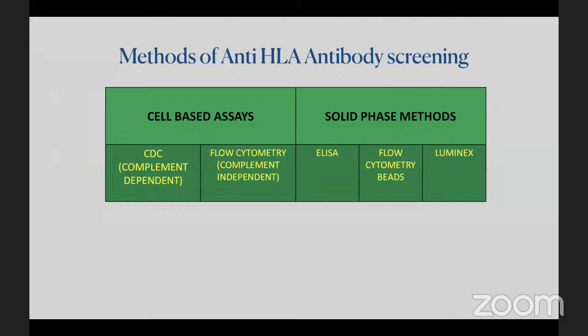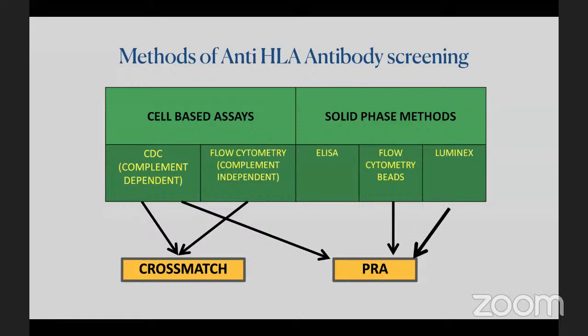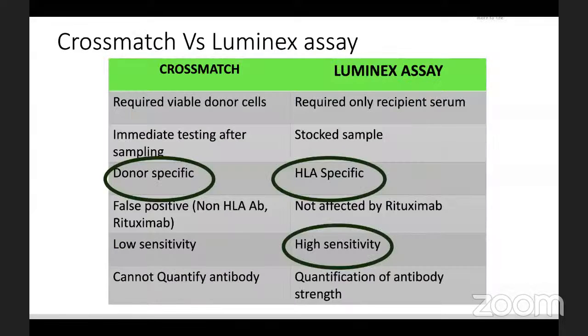Shruti explained about, and second is the flow cytometry. And these two methods are used to do the cross-match test. The solid phase assay, which includes the ELISA, flow cytometric beads, and the Luminex platform, can detect the PRA, and it's not recommended to use this to do a cross match. Therefore, both the cell-based methods as well as the solid phase methods are the basic tests to be done to study the sensitization in a particular host.